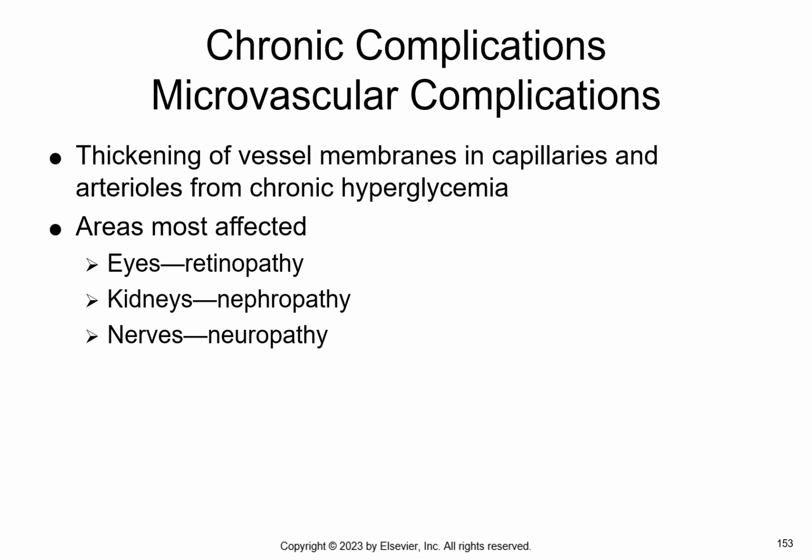When we talk about microvascular complications, they result from thickening of the vessel membranes of the capillaries and arterioles. These are our small vessels in response to chronic hyperglycemia. Although microangiopathy can be found throughout the body, the areas most notably affected are the eyes, retinopathy, the kidneys, nephropathy, and the nerves, neuropathy. Microvascular changes are present in some people with diabetes type 2 at the time of diagnosis.